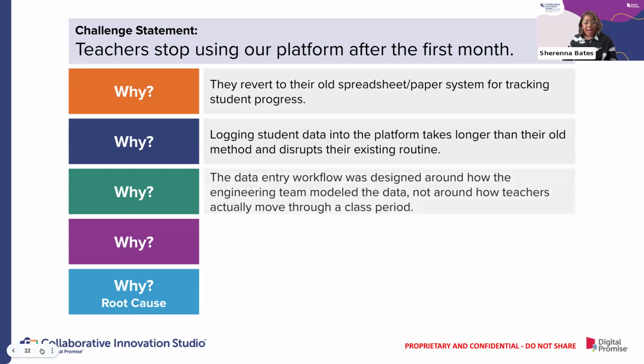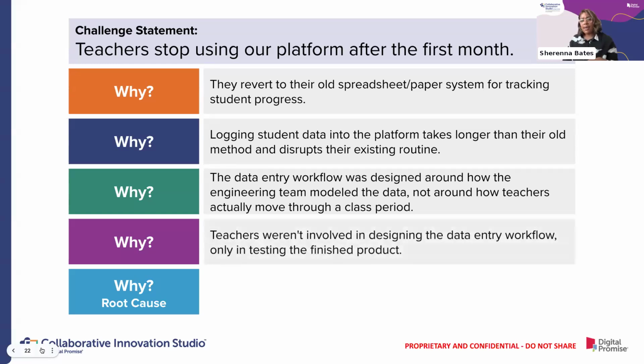Okay, well, why? The data entry workflow was designed around how the engineering team modeled the data, not around how teachers actually move through the class period. Well, why is that? Because teachers weren't involved in designing the data entry workflow, only in testing the finished product.